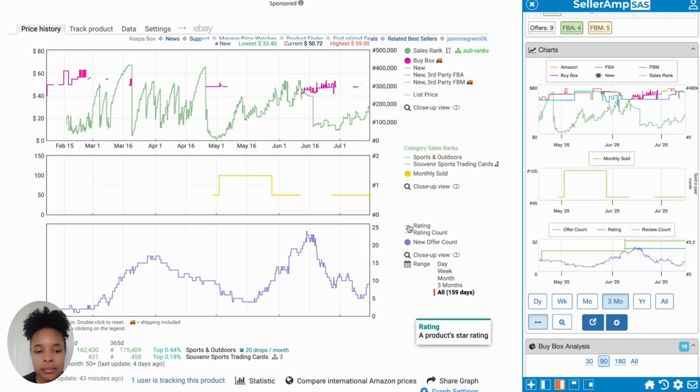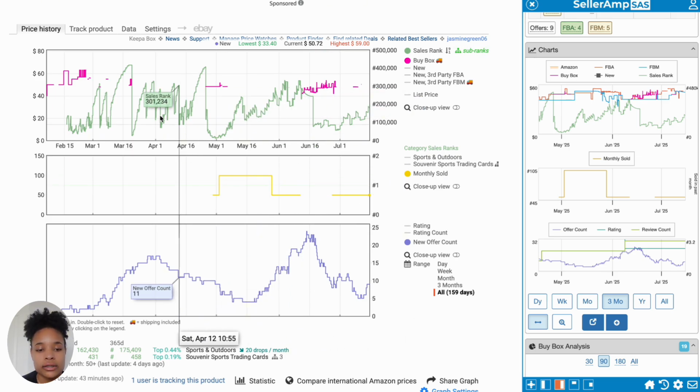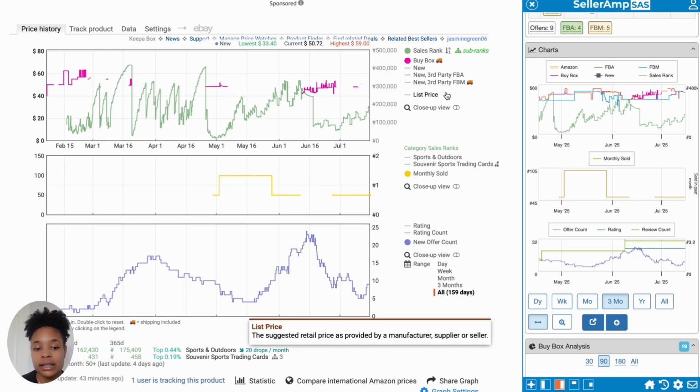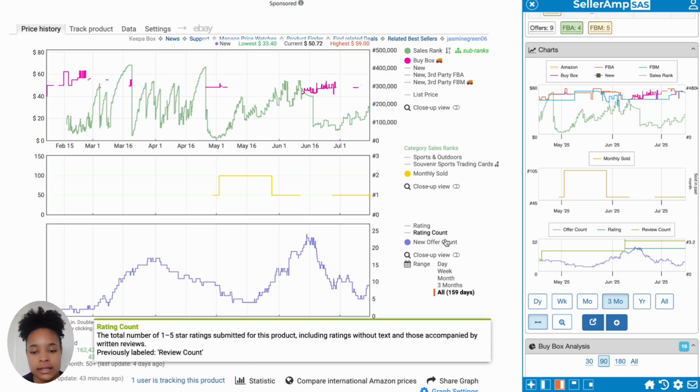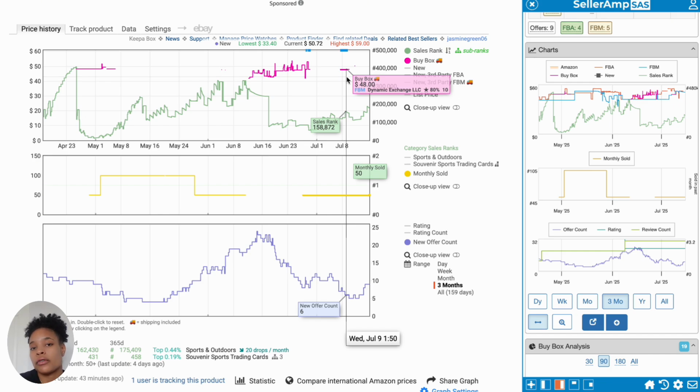Let's just click all. It seems like ever since this listing was created, it's always kind of been suppressed. Usually you'll see a long pink line, but this one is not really consistent. It's more of an inconsistent buy box. So what we're going to do is look into what people priced their products at before. Maybe we can kind of trigger the buy box to come back.